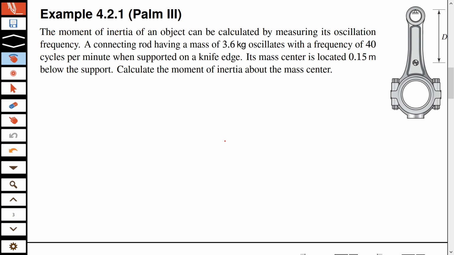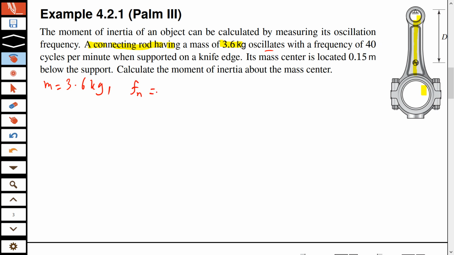So we will need something similar, and for that purpose you have a connecting rod. This is your connecting rod. It connects to shafts or to objects. It has a mass of 3.6 kilograms. So its mass is given here, 3.6 kilogram. It oscillates with a frequency of 40 cycles per minute.